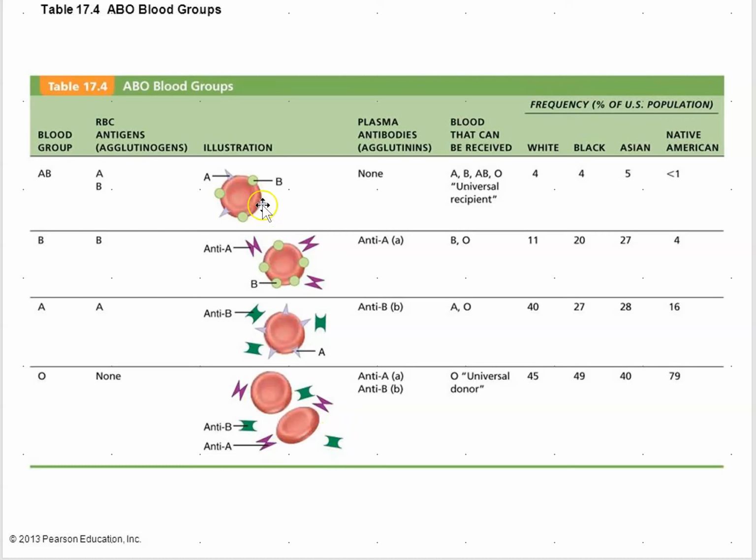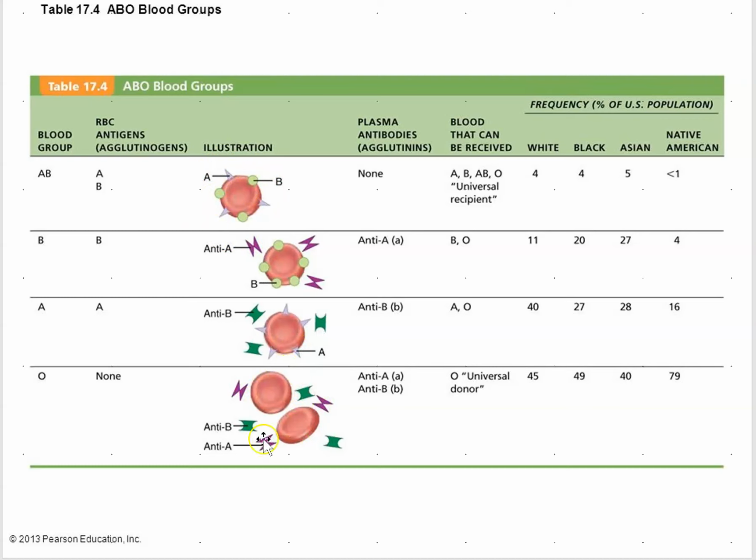And a person with type AB blood has neither type A nor type B antibodies in the plasma. So these guys can receive blood from A, B blood group, or AB or O. So type A, type B, type AB or O. So this type of blood group is called a universal recipient.